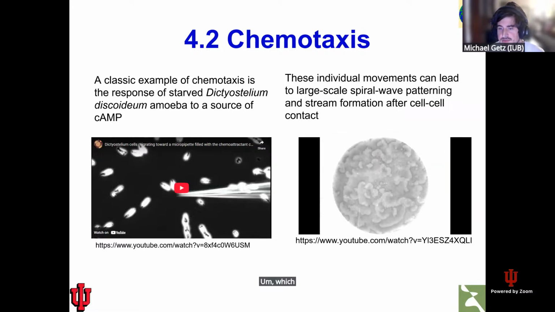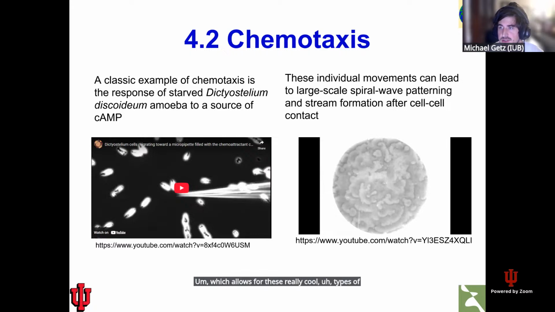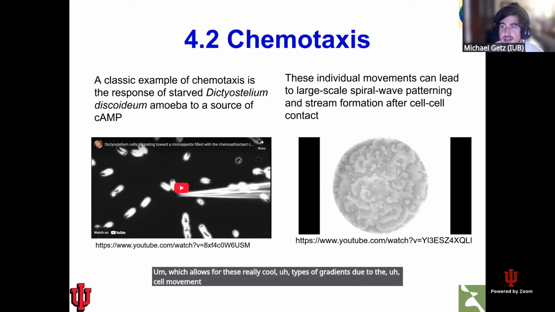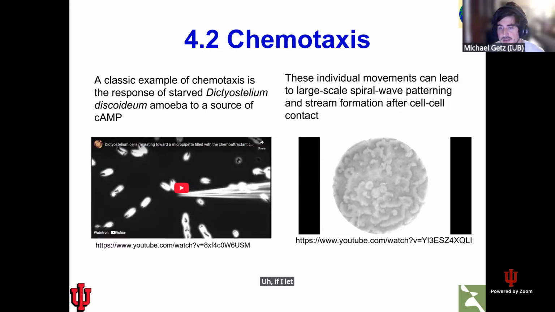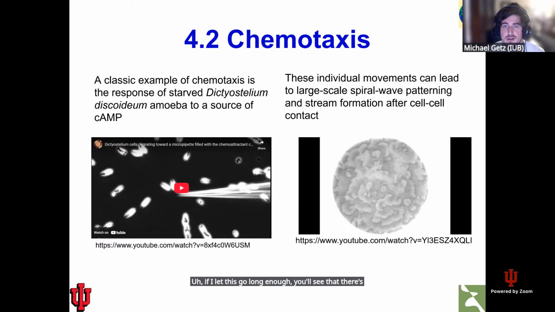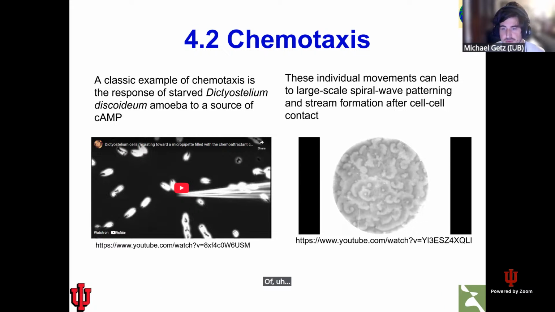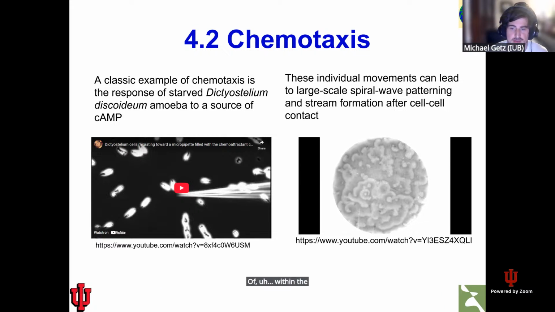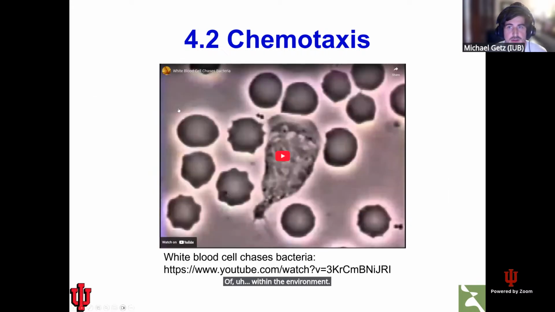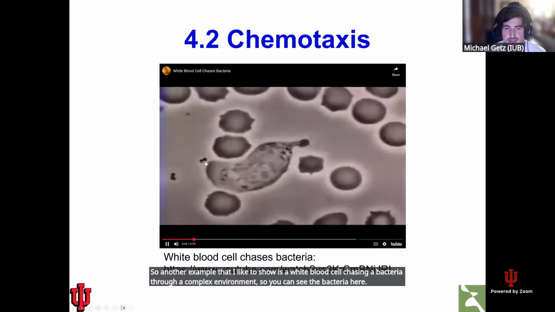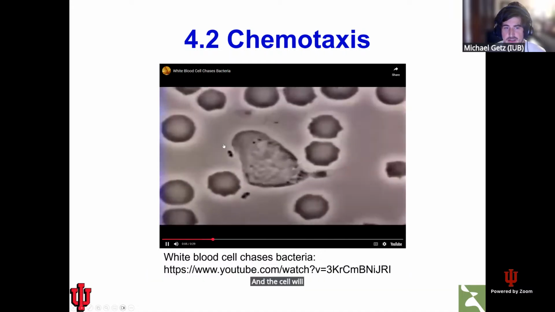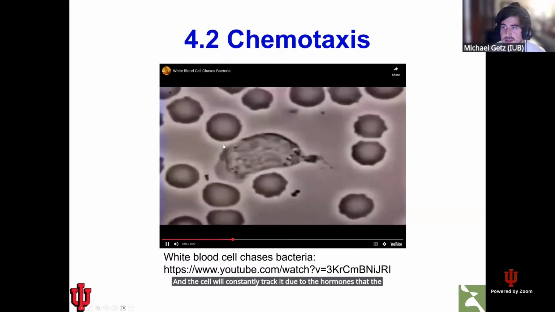Which allows for these really cool types of gradients due to the cell movement and their involvement with the microenvironment. If I let this go long enough, you'll see that there's a resultant pattern within the environment. Another example that I like to show is a white blood cell chasing a bacterium through a complex environment. You can see the bacterium here, and the cell will constantly track it due to the hormones that the bacterium is giving off in the microenvironment.